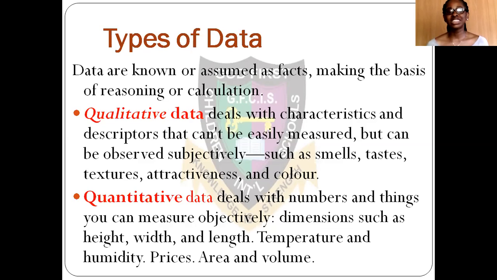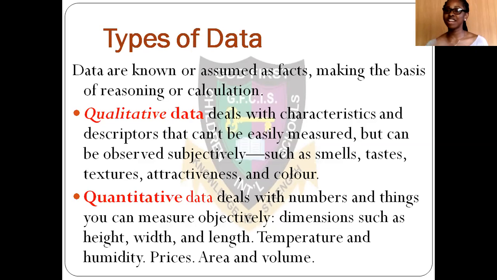Two, quantitative data. Quantitative data deals with numbers and things that you can measure objectively, things you can see. When you can see it, you can take the measurement of what you can see. So we have examples: height, width, length, temperature, humidity, price, area, and volume.